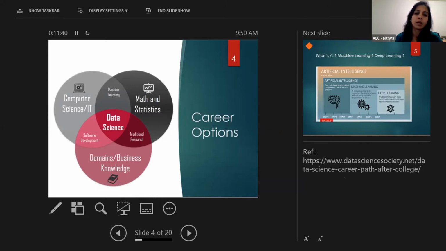Some of the career roles I can call out: in math and statistics, it's more of a researcher. In computer science, it's more of a software developer, programmer, and all those things. And in core data science itself, you have your data analyst, data architect, machine learning engineer, data visualization architect, business intelligence developer, so many things. And when it comes to domain and business knowledge, you have roles such as product manager, business analyst, etc.